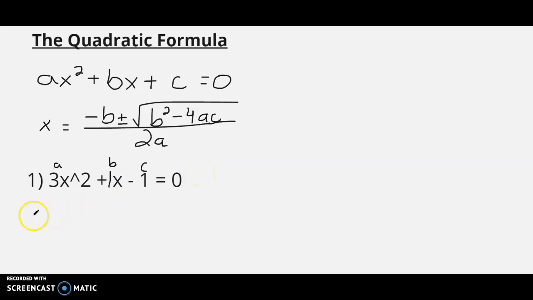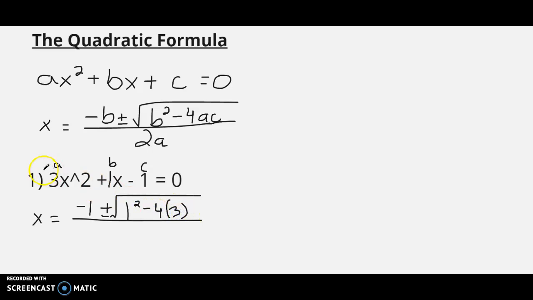Alright, using the quadratic formula, x is equal to negative b, which would be negative 1, plus or minus the square root of b squared, which is 1 squared, minus 4 times a, which is 3, times c, which is negative 1. You've got to watch your signs on these. 2 times a would be 2 times 3. And now it's just a matter of simplifying that quantity.